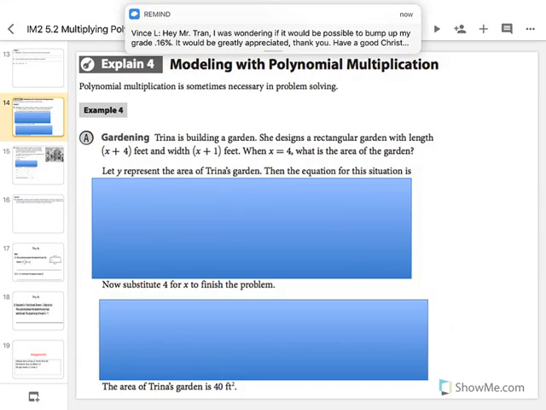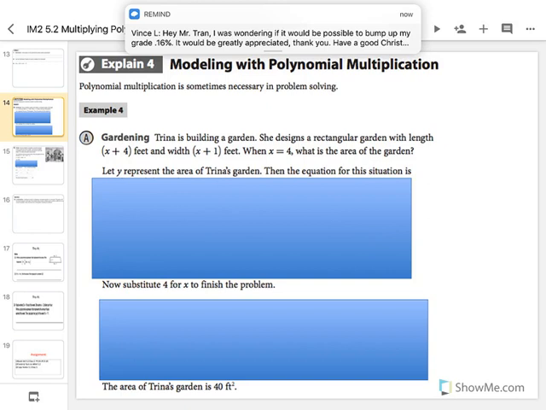Okay, let's go on to number 4, modeling with polynomial multiplication. Polynomial multiplication is sometimes necessary in problem solving. Trina is building a garden. She designs a rectangular garden with the length x plus 4 feet and the width x plus 1 feet. When x is equal to 4, what is the area of the garden?